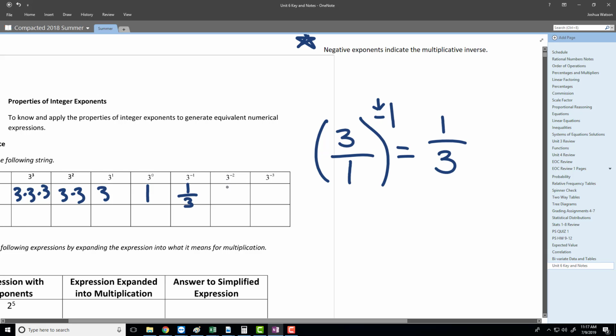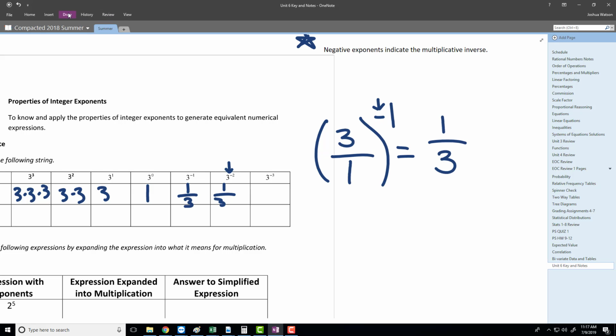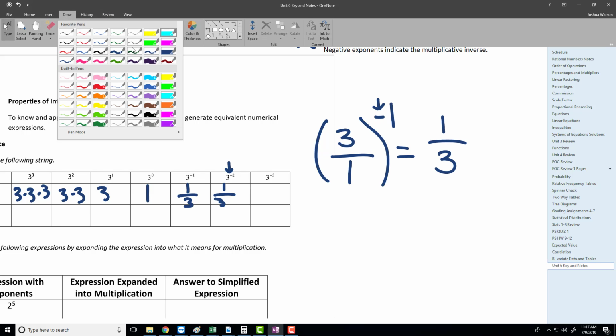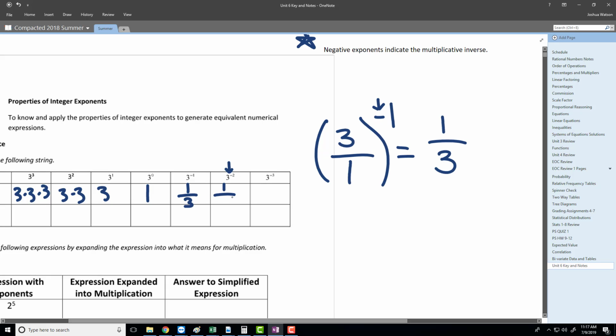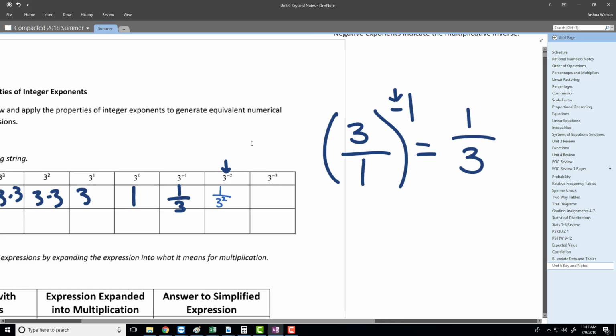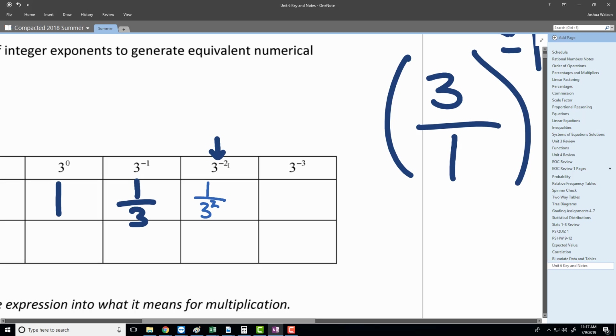3 to the negative 2, let's first deal with the negative part of the exponent. This is 1 over 3 squared. The exponent becomes positive in the denominator. Let's go ahead and use a thinner pen so it's a little easier to see what's going on here. 1 over 3 squared. The squared did not go away. The squared is still there because that 2 didn't change.